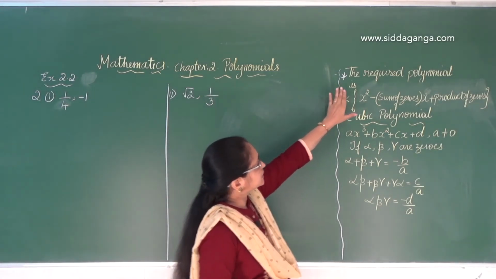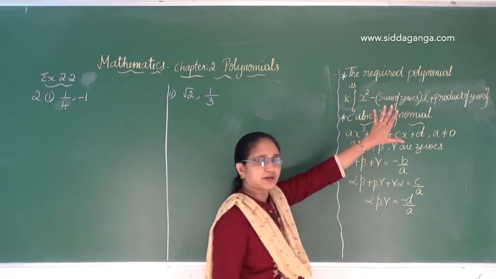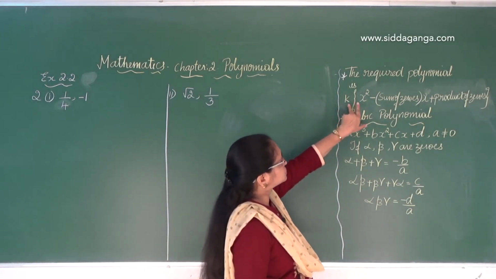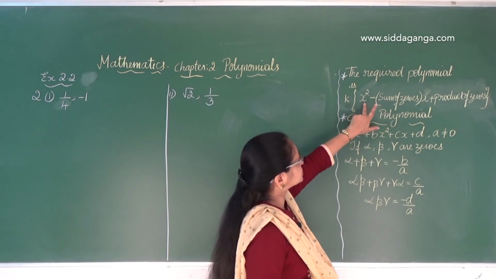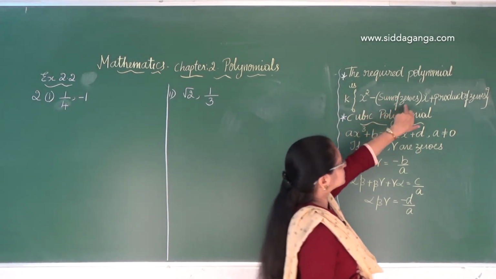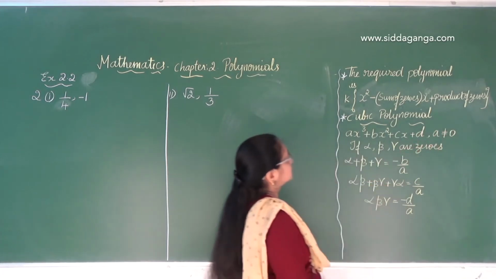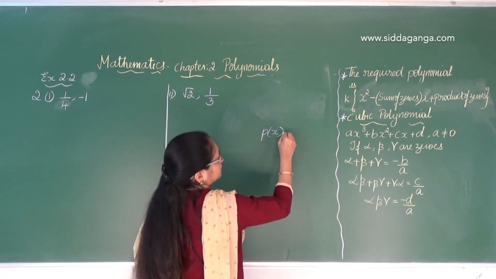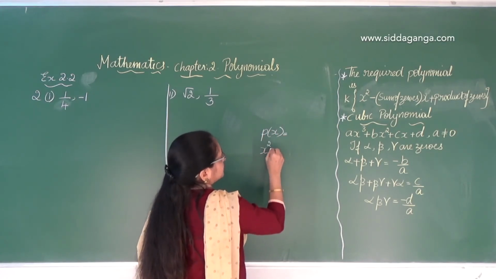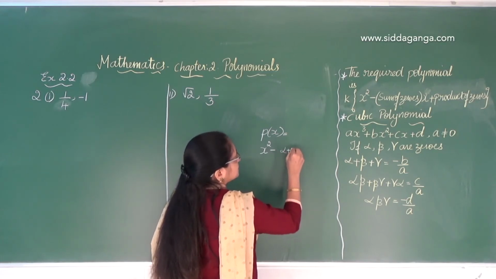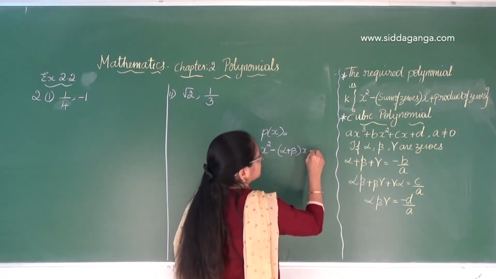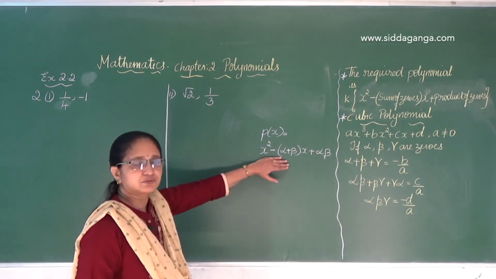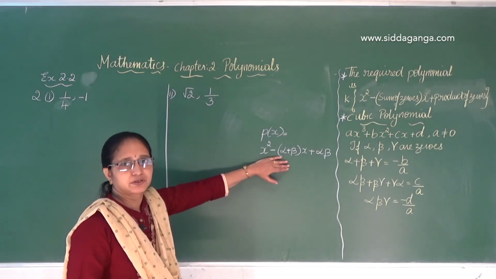First one is the required polynomial, to find out, to get the required polynomial. The formula which we have to apply is k into x square minus sum of the zeros into x plus product of the zeros. In the previous class I had shown you, if you want to get a polynomial, what you have to do is x square minus sum of the zeros into x plus product of the zeros. So this formula I had given you when I showed you the example problem in your textbook.